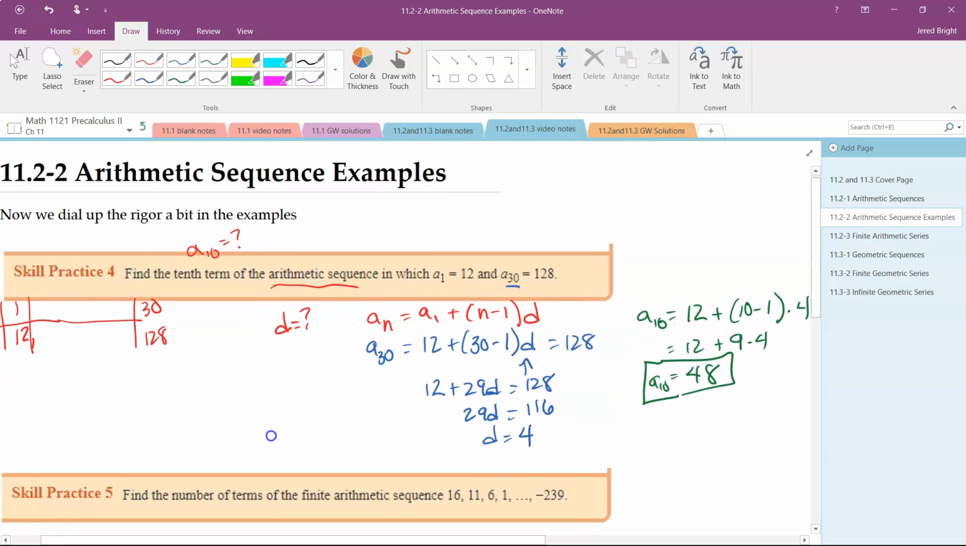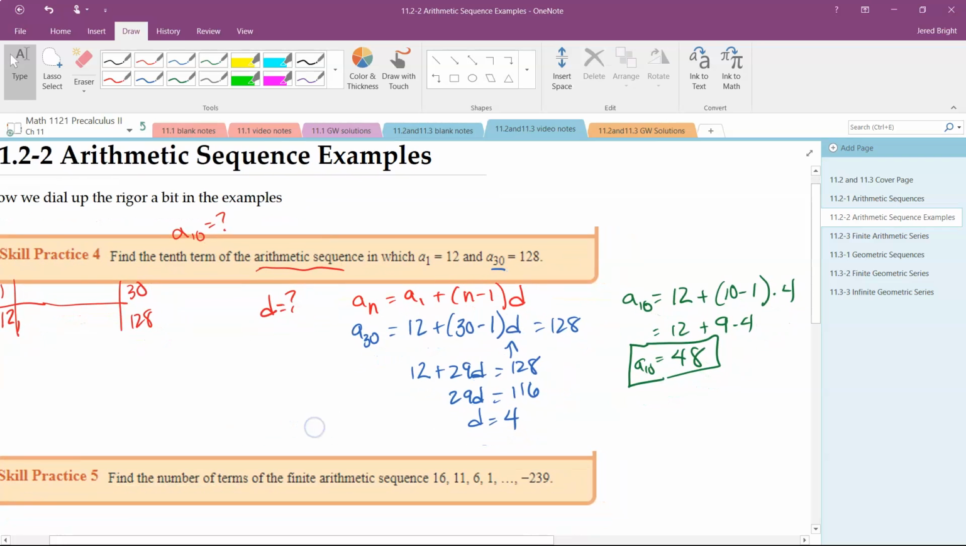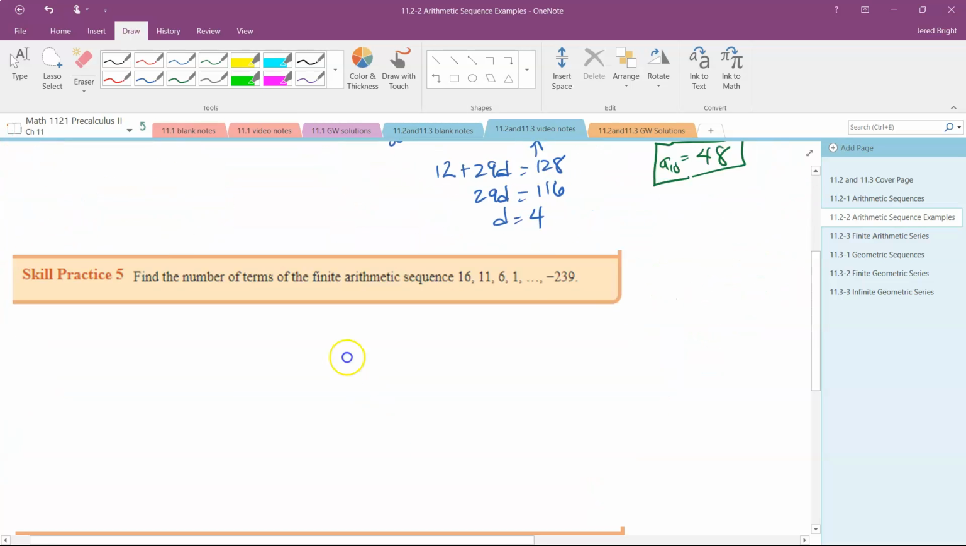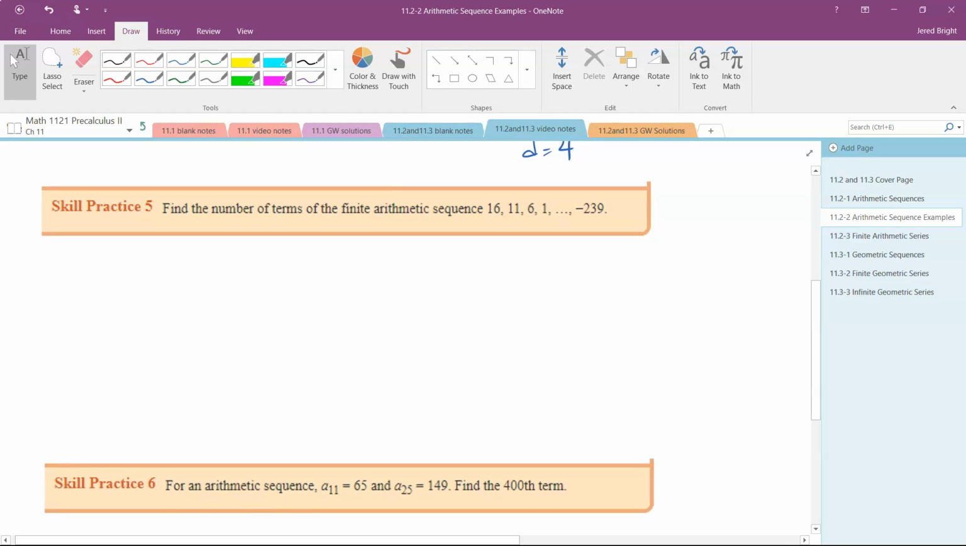If it doesn't seem completely obvious right away, try manipulating the information that you're given and this explicit formula. Alright, so find the number of terms in this sequence. It is arithmetic, so there should be a common difference. If I look, I subtract 5 between successive terms, and that seems to hold. So I know d is minus 5. I know a1 is 16. And all I know is that an, I don't know what n is, but I know that an is minus 239.